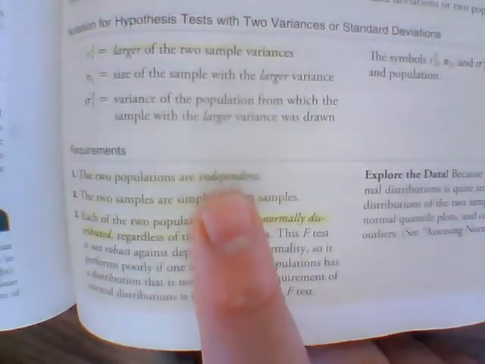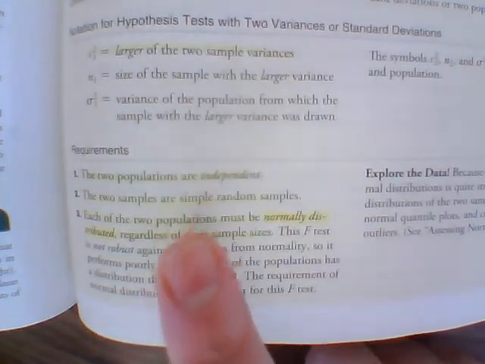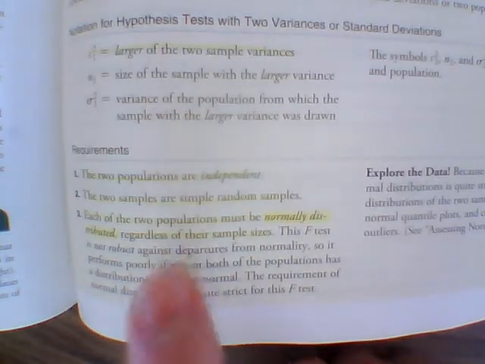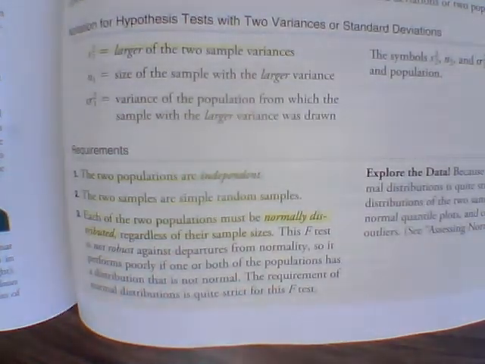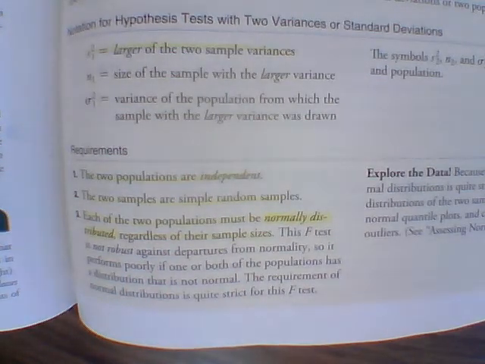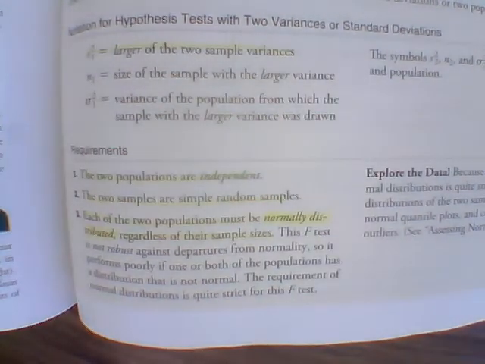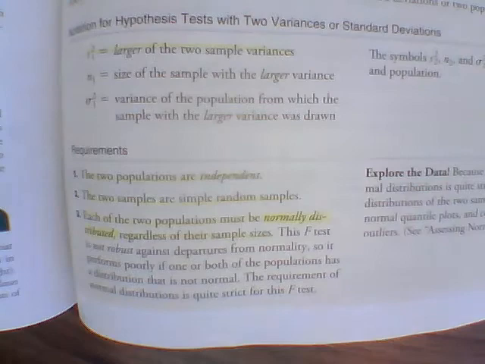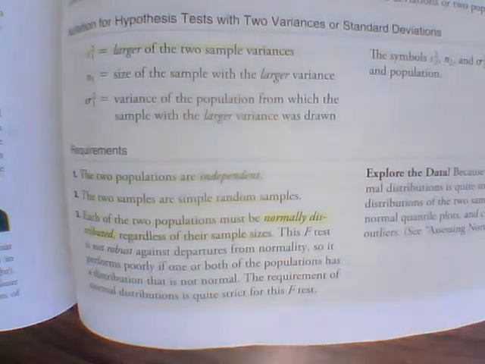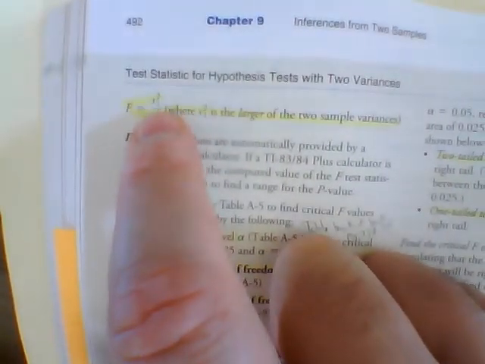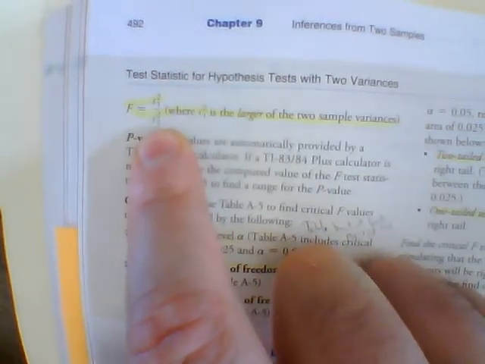So once again, the requirements: they must be independent random samples with a strict normal distribution. We can't say that if we have a large sample, we don't have to worry about normal distribution. No, no, no. It is not robust against departures from normality. We have to make sure that we have a normal distribution. And then we calculate the F test by taking the first standard deviation divided by the second standard deviation.